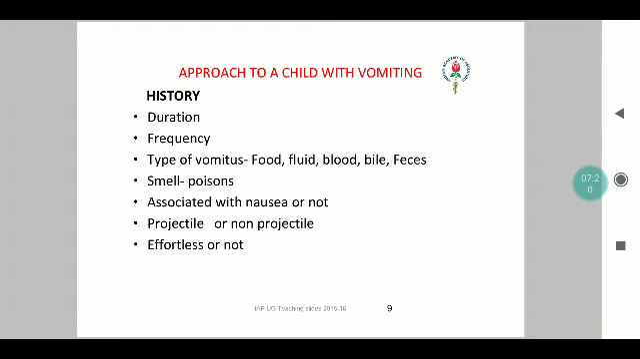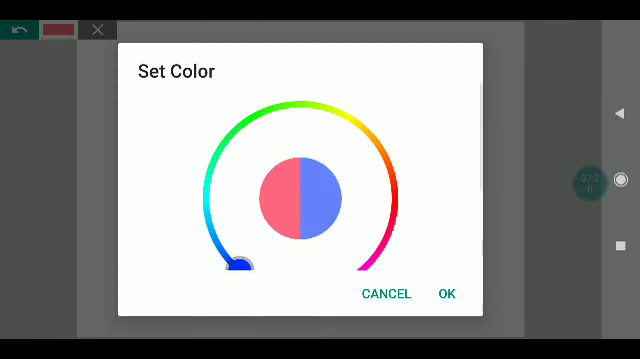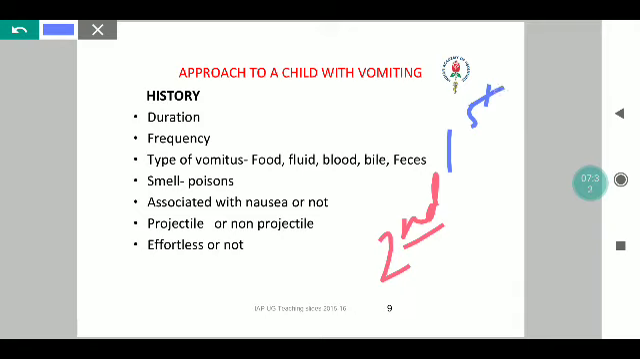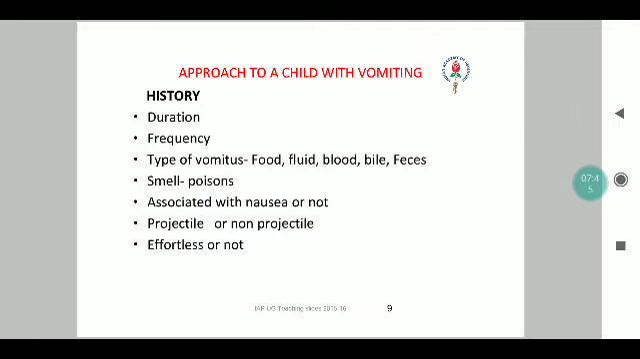Now, if you approach a child with vomiting in an office practice OP setup, I'd like to emphasize that vomiting is the second most common complaint with which children are brought to the OP. The first most common, of course, is fever. So the first most common complaint is fever and the second is vomiting. Moving on, as with any history and examination, we need to know history-wise what is the duration of the vomit, what is the frequency at which the vomit has happened and the type of vomit.